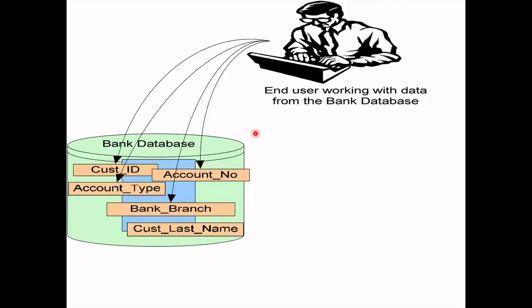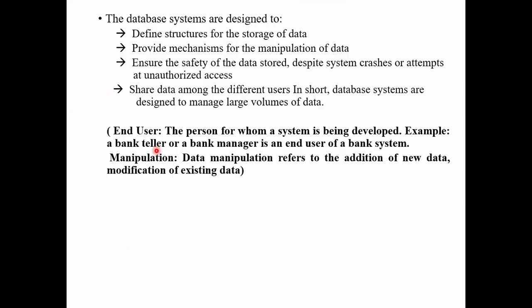See here, one user is accessing the database. So the database has one table, customer details, that has a customer ID, account number, account type, bank branch, customer license number, and here is one person working with this database. So this is the example of a database.